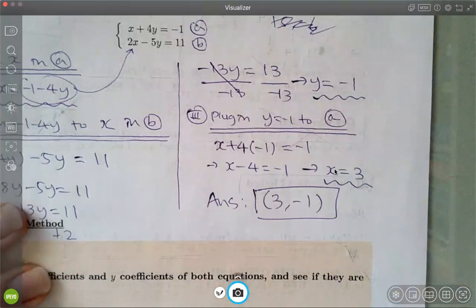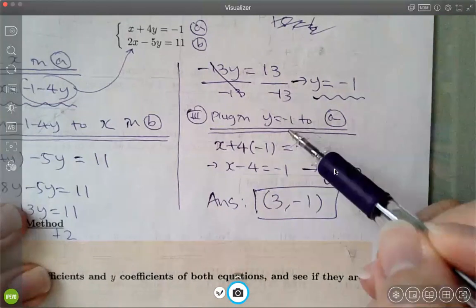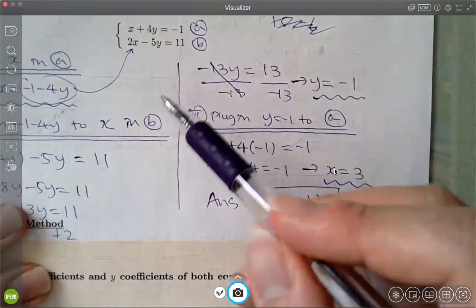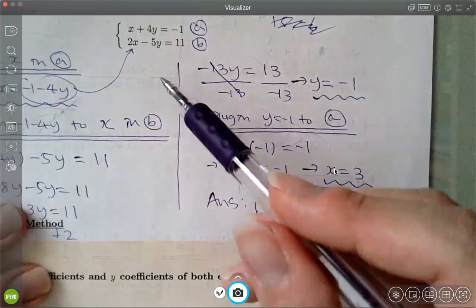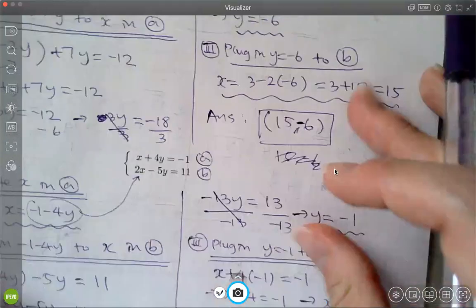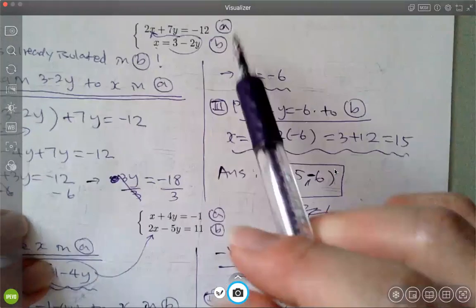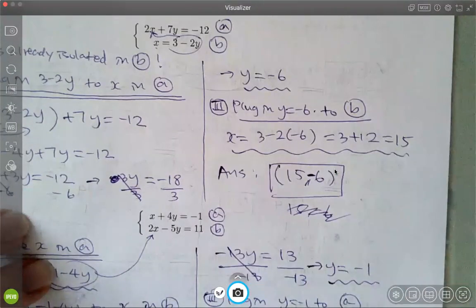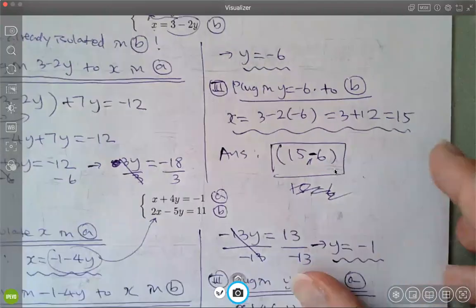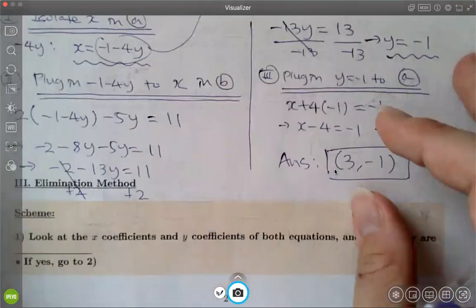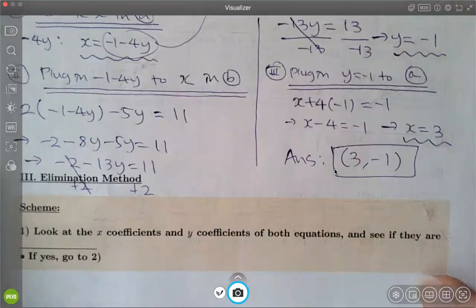Now, here you can plug in negative 1 into B and still you'll get the same answer. And same thing for the previous problem. You can plug in negative 6 into A and you will still get the same answer for X, but A will be an easier equation to work with. Any questions on this substitution method? So it's pretty simple, right?